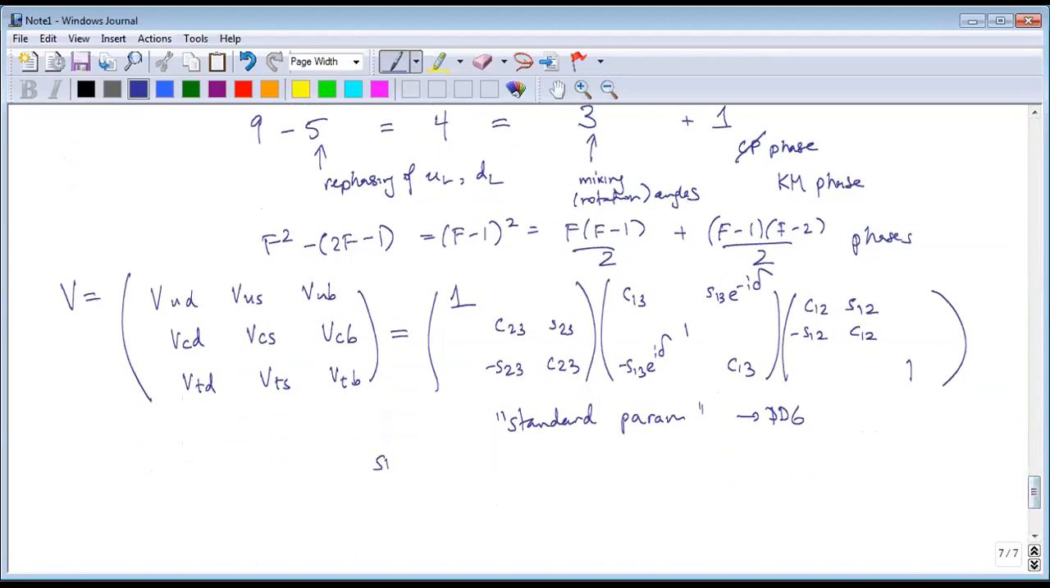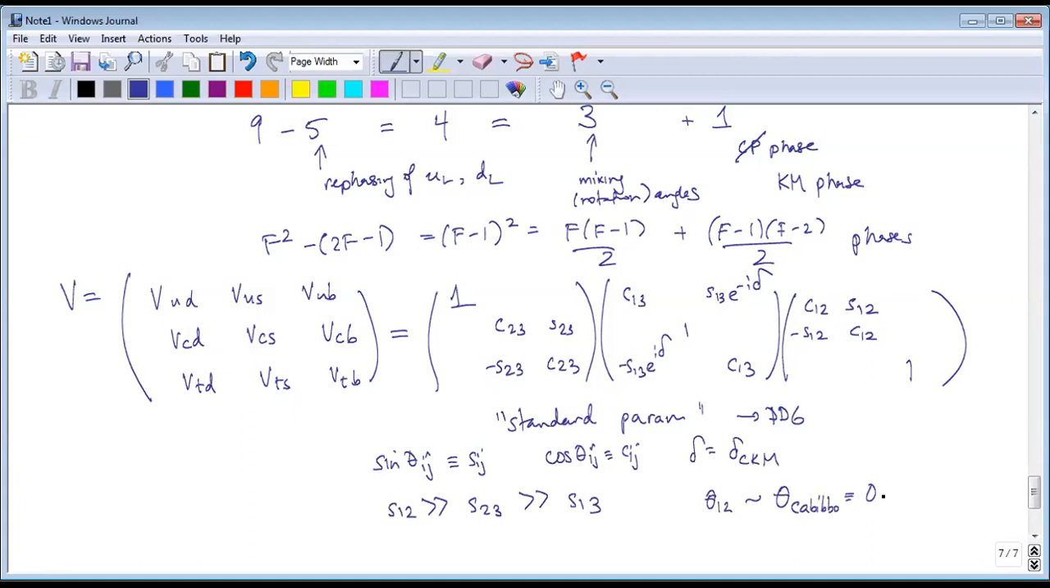These S's are the sine of theta ij, which I'm calling Sij, and similarly cosine theta ij, Cij, etc. The delta is equal to the phase parameter delta CKM. Okay. It's known experimentally that S12 is much larger than S23, which is much larger than S13. So we have a hierarchical mixing structure where the 1,2 sector is dominant. And in fact, theta 1,2 is approximately equal to the Cabibbo angle, otherwise known as theta C, associated with when people talked about 2-generation quark mixing alone in the days before we knew about the 3rd generation.